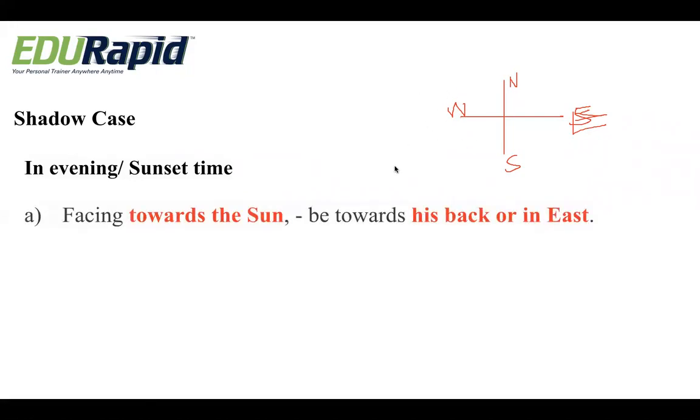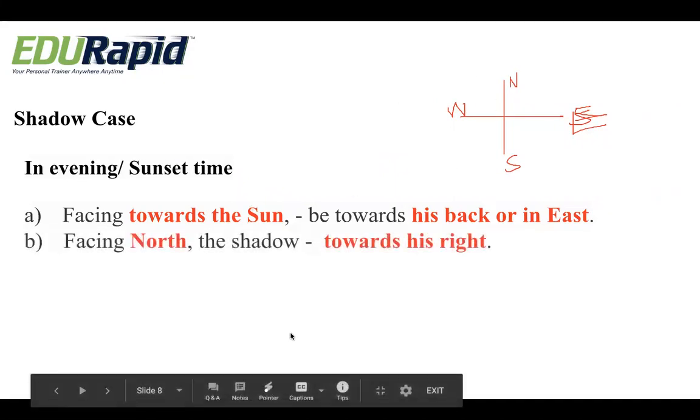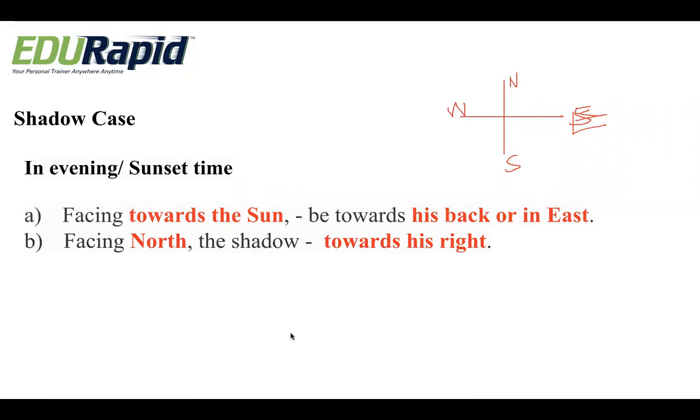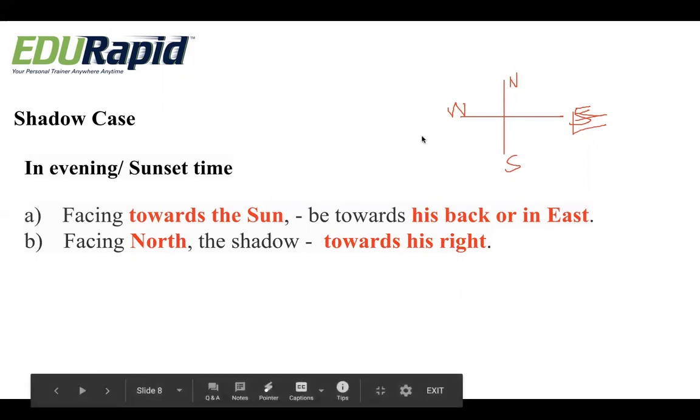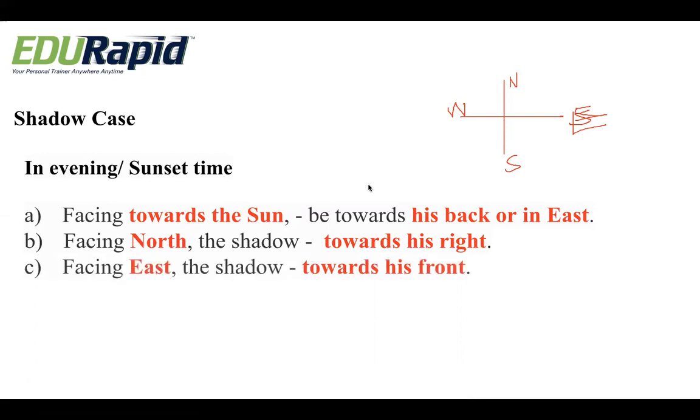So if the person is facing towards the sun, the shadow will be towards his or her back in the east. The shadow will be towards the east. If the person is facing north, the shadow will be towards his or her right because the sun is in the western direction. So if the person is facing east, the shadow will be his or her front because the sun will be here and the person is facing the eastern direction.